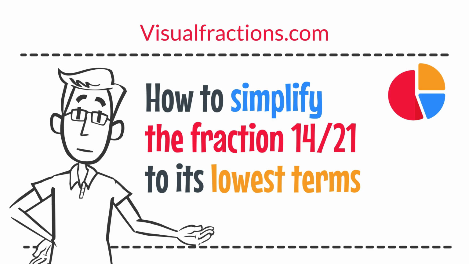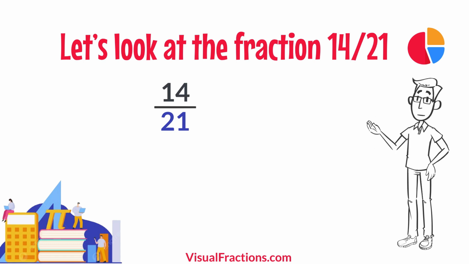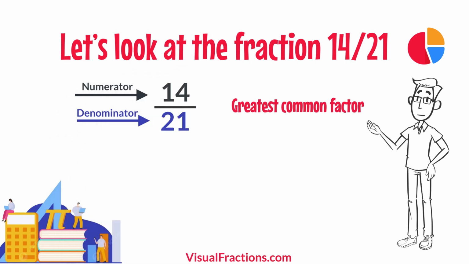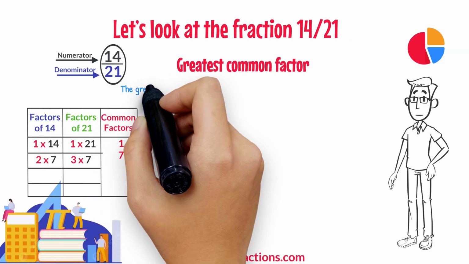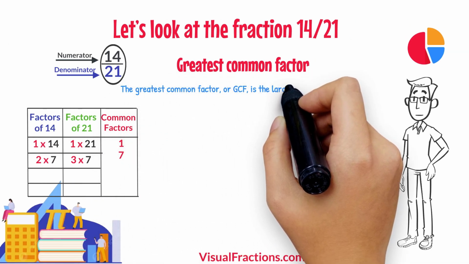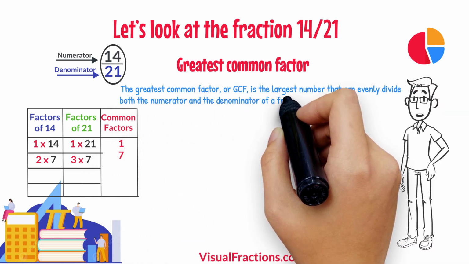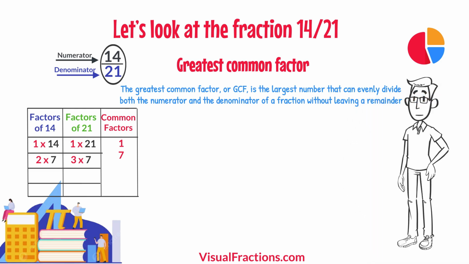Today, we're going to explore how to simplify the fraction 14/21 to its lowest terms. Let's look at the fraction 14/21. To simplify it, we'll divide both the numerator and the denominator by their greatest common factor. The greatest common factor, or GCF, is the largest number that can evenly divide both the numerator and the denominator of a fraction without leaving a remainder.